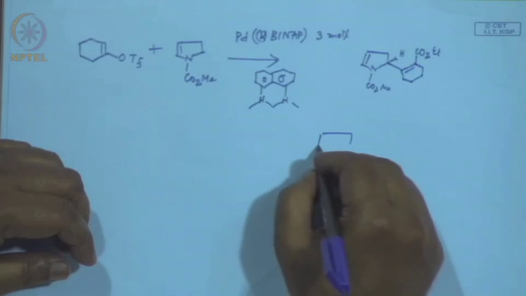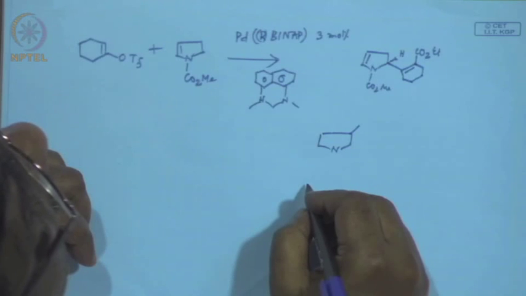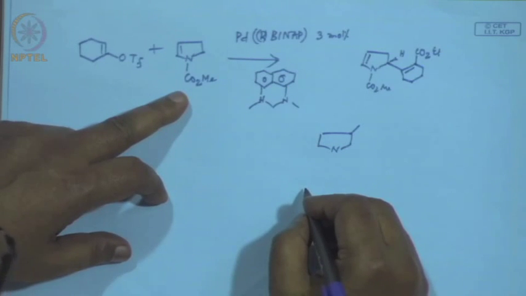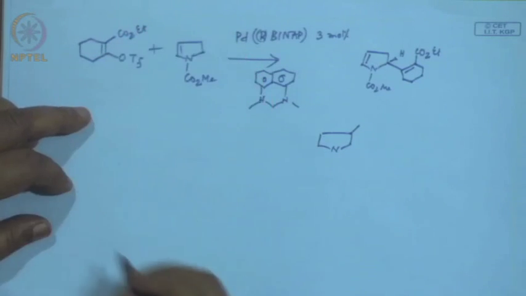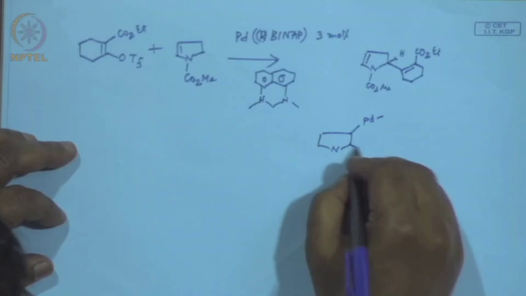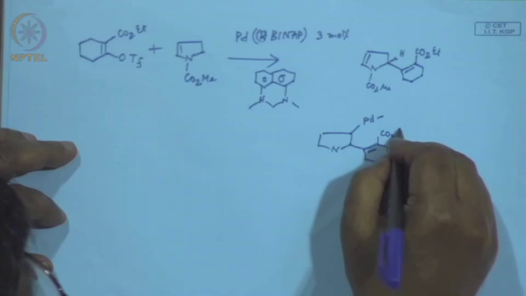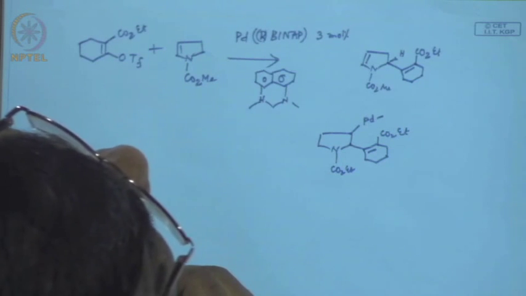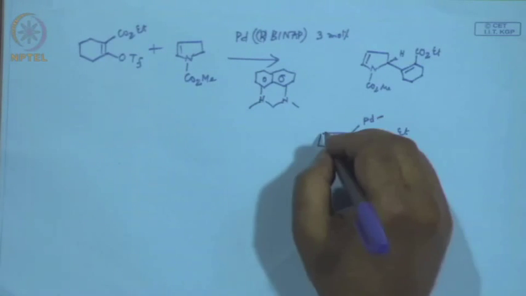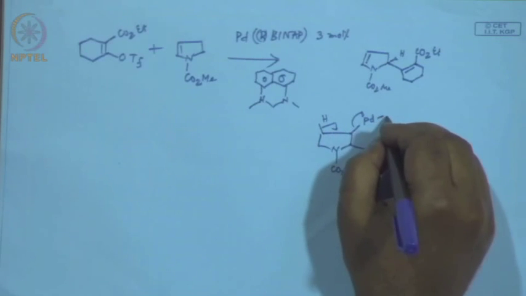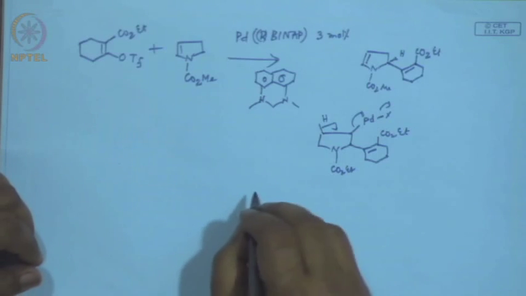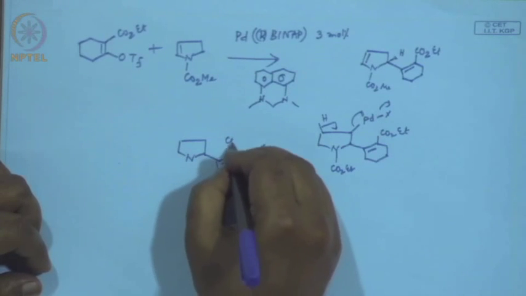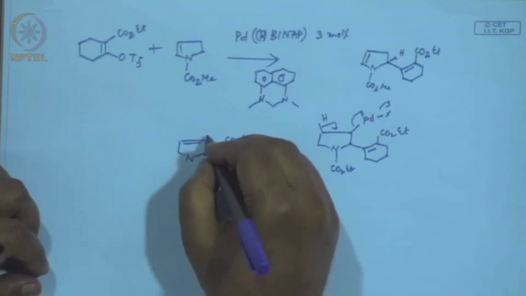So, the intermediate, actually the palladium is somewhere here. You have this double bonded ester here, and this is ester. Now, what is next? Beta elimination, that is the thing you have to remember. So, a beta elimination takes place here. All of us know, these are the things you have to recall. So, once you have this beta elimination, you will get these.